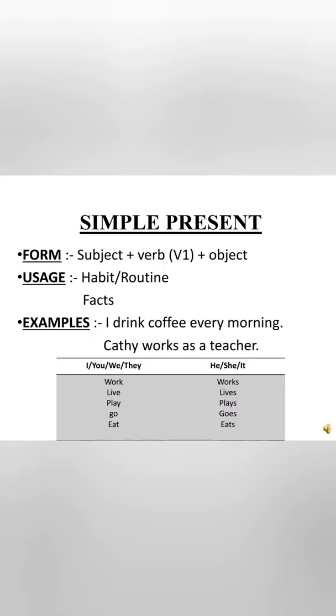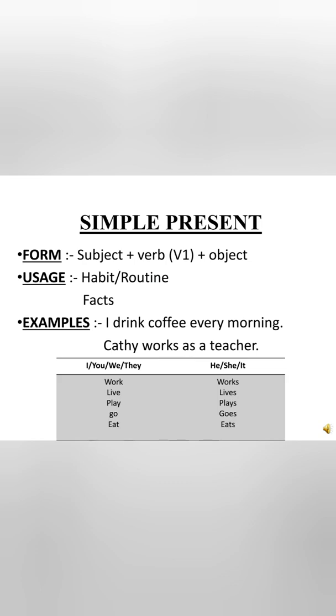Now, moving on to the first kind of tense known as simple present tense. To form a simple present tense, we need a structure. The structure of a simple present tense is subject plus verb, where the verb should be in the V1 form, and the object. Now, what is this V1 form of the verb? The V1 form of the verb is known as the base form of the verb.